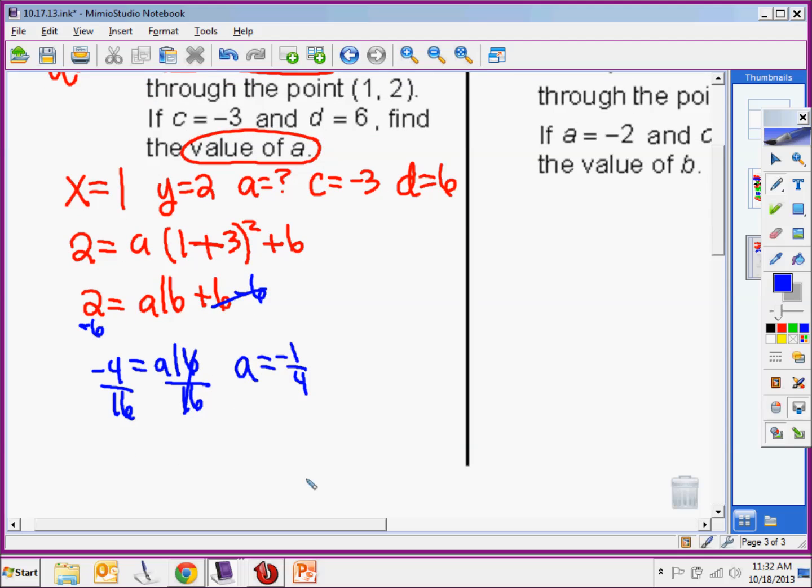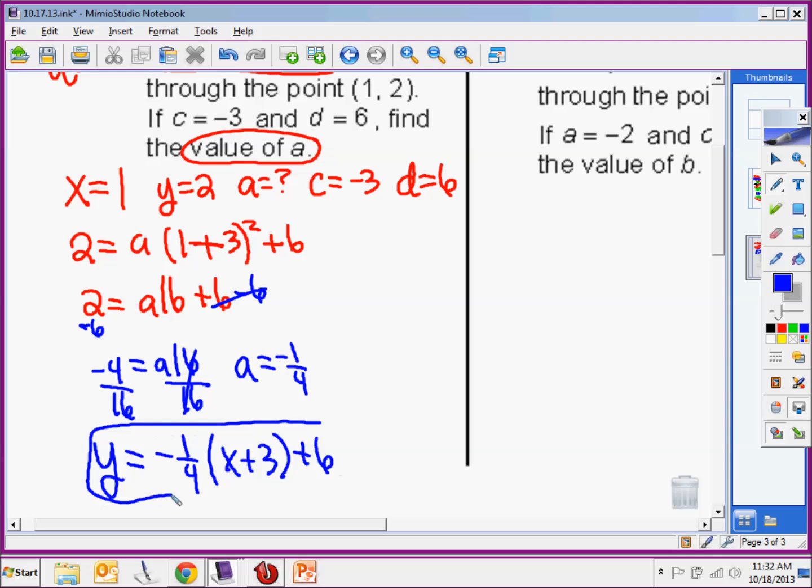Can I write the full function now? Yes. When you write the full function, you keep X and Y as variables. You do not plug in 1 and 2. So my function is Y equals -1/4 times (X plus 3) squared plus 6.